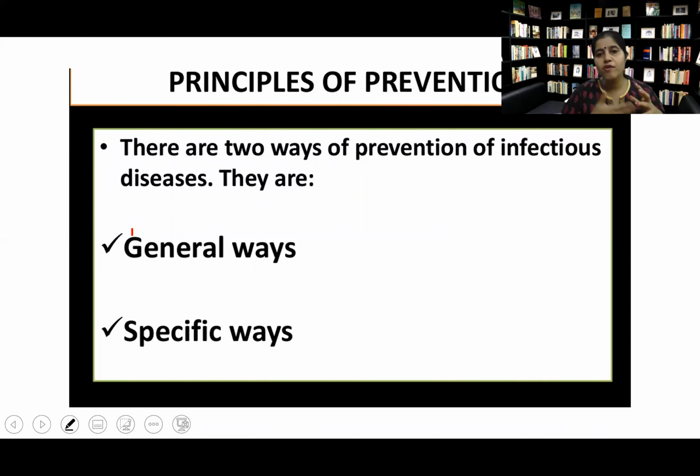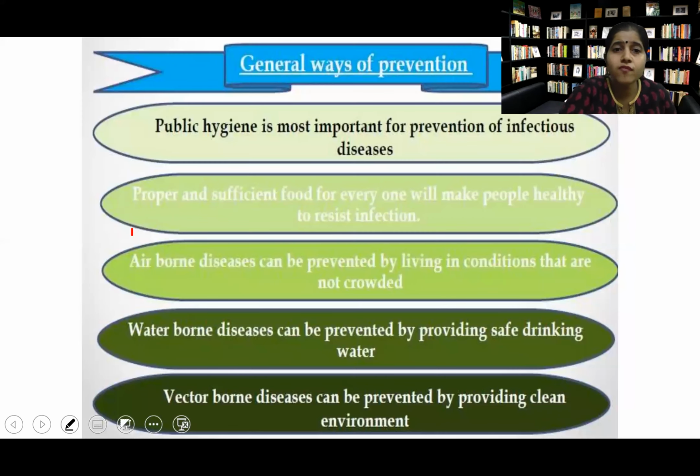If we prevent the cause of disease, that is very good. There are two ways of prevention of infectious diseases: some are very general ways, and some are specific ways. So first, the general ways of prevention. As you know, public hygiene is the most important. We should maintain hygiene so that we can prevent the infection first.